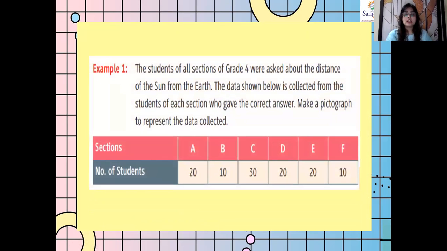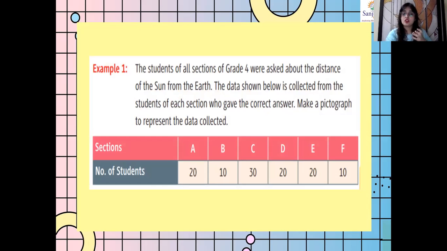Another example. The students of all sections of grade 4 were asked about the distance of the sun from the earth. The data shown below is collected from the students of each section who gave the correct answer. Make a pictograph to represent the data collected. Okay. So now there are different sections given: A, B, C, D, E, F. What they have collected the data.